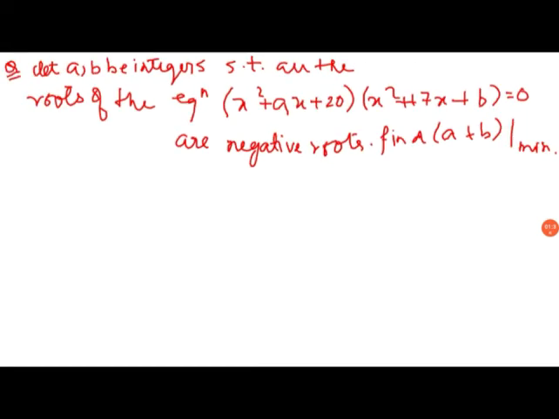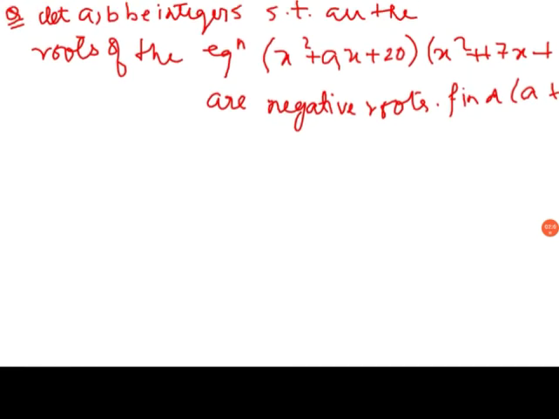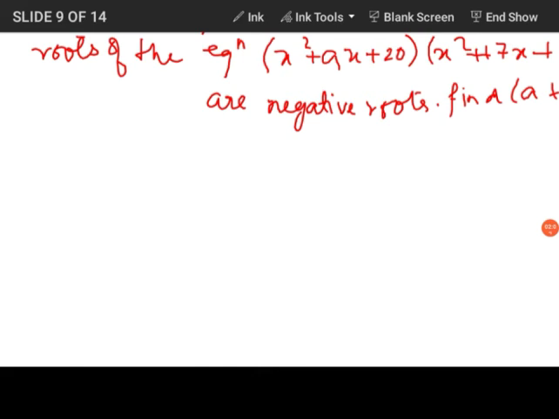So a and b are integers such that the roots of this equation are negative, then find the minimum value of a plus b. Go on, pause the video and try to solve this. This is a PRMO PYQ of, I guess, the year 2017. So let's start. A very beautiful question, I would like to say.